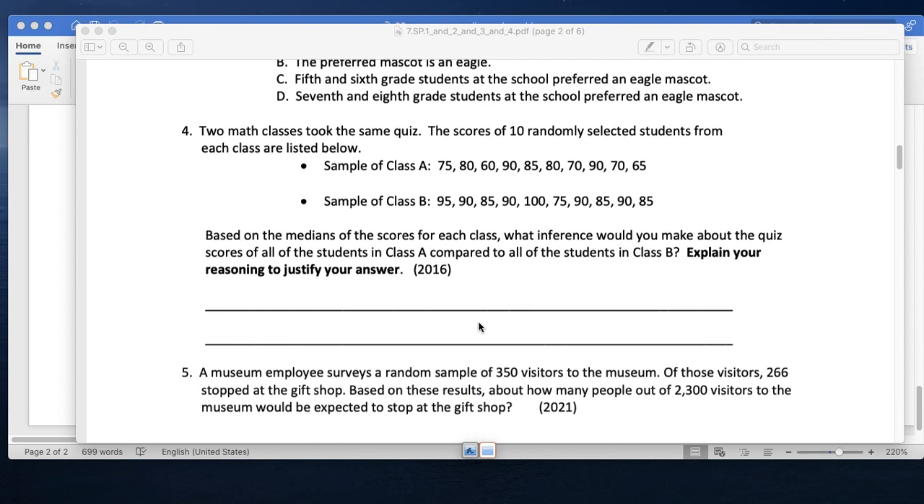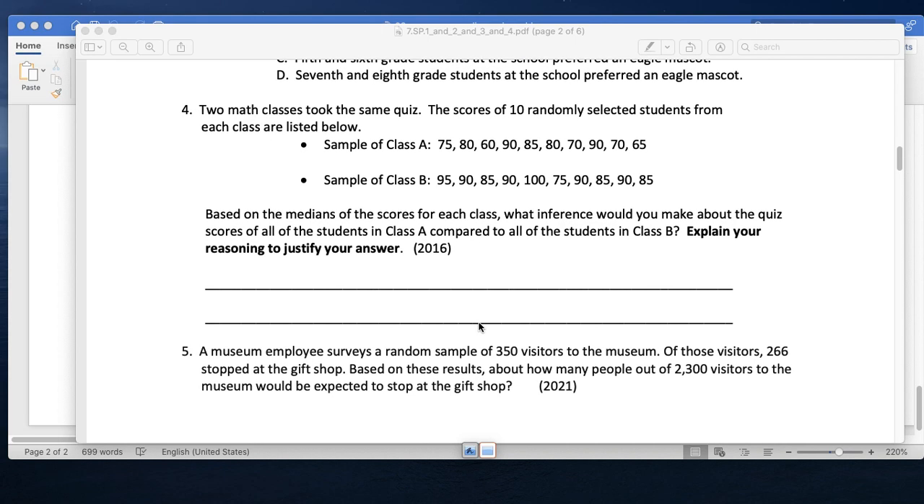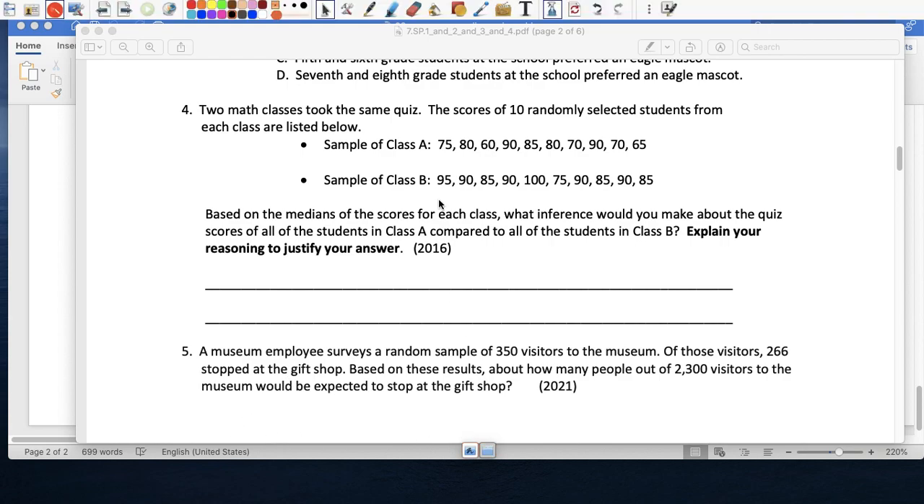Scores of 10 randomly selected students, based on the medians. Well, please, it's not in order. What inference would you make about the quiz scores of all the students in Class A compared to all the students in Class B? Explain and justify your answer. Okay, median. To find the median, we have to put them in order. So let's do A over here and B over here.